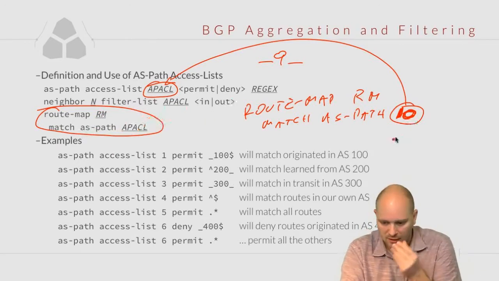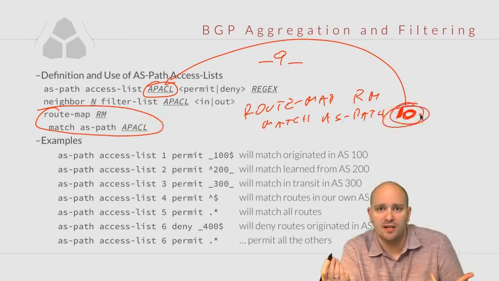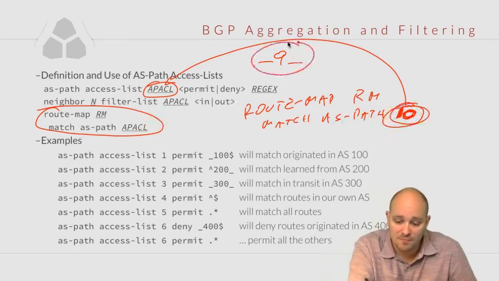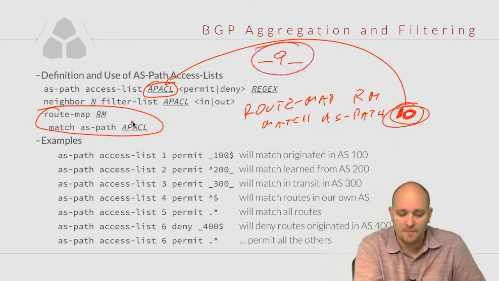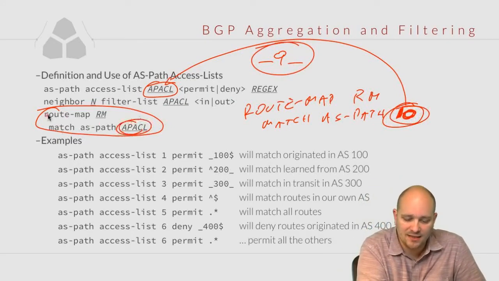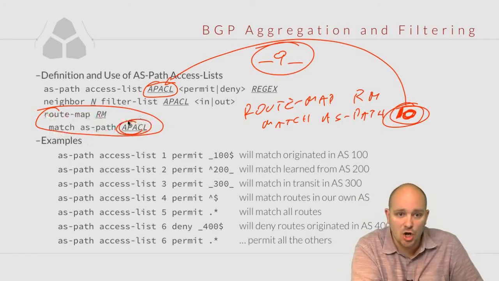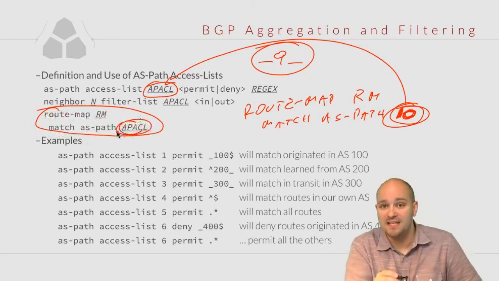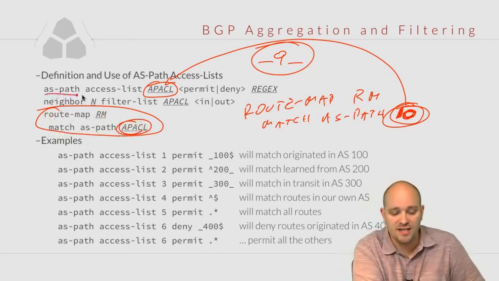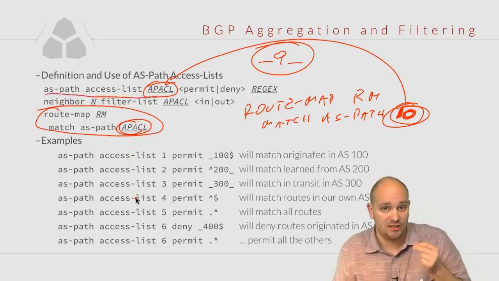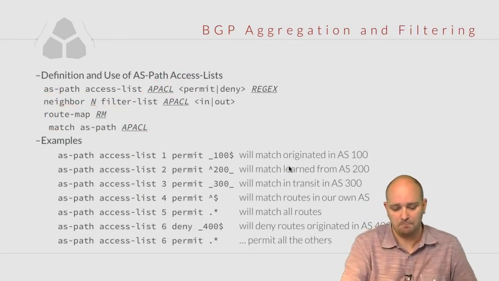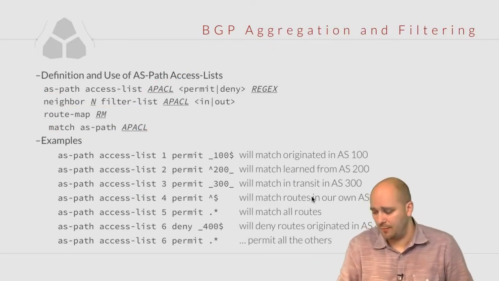And then you think to yourself, okay, well, it's right there, there is 10. But no, it is actually matching the AS number 9. So be on the lookout for that. It's very, very important to remember that in the route map syntax, the number that we are using here is actually referencing the predefined AS path access list and not the AS path directly. So let's take a look at some of the examples.